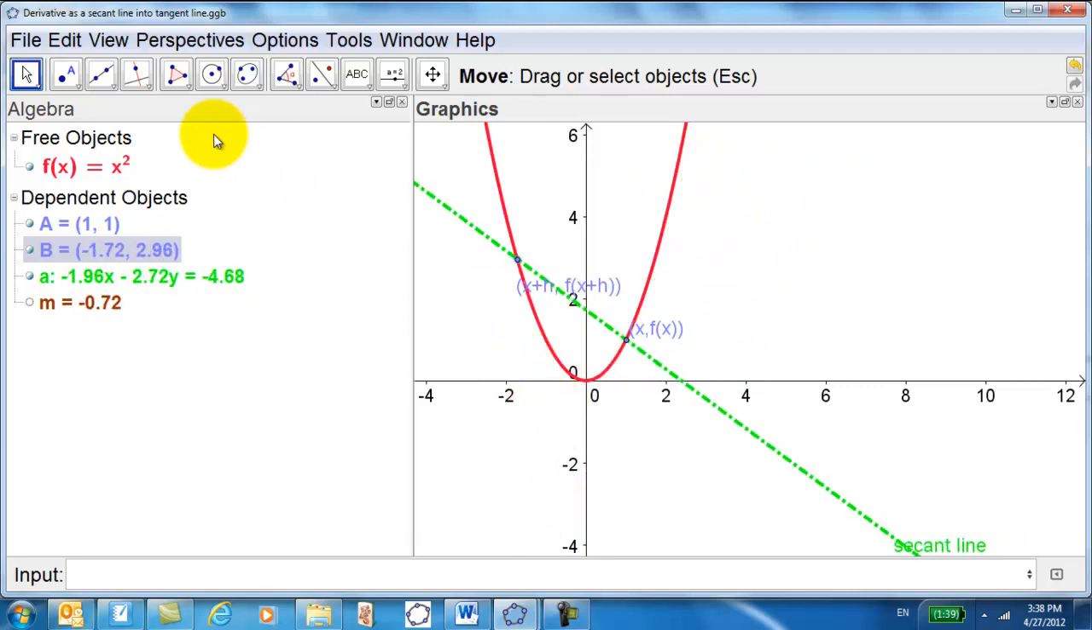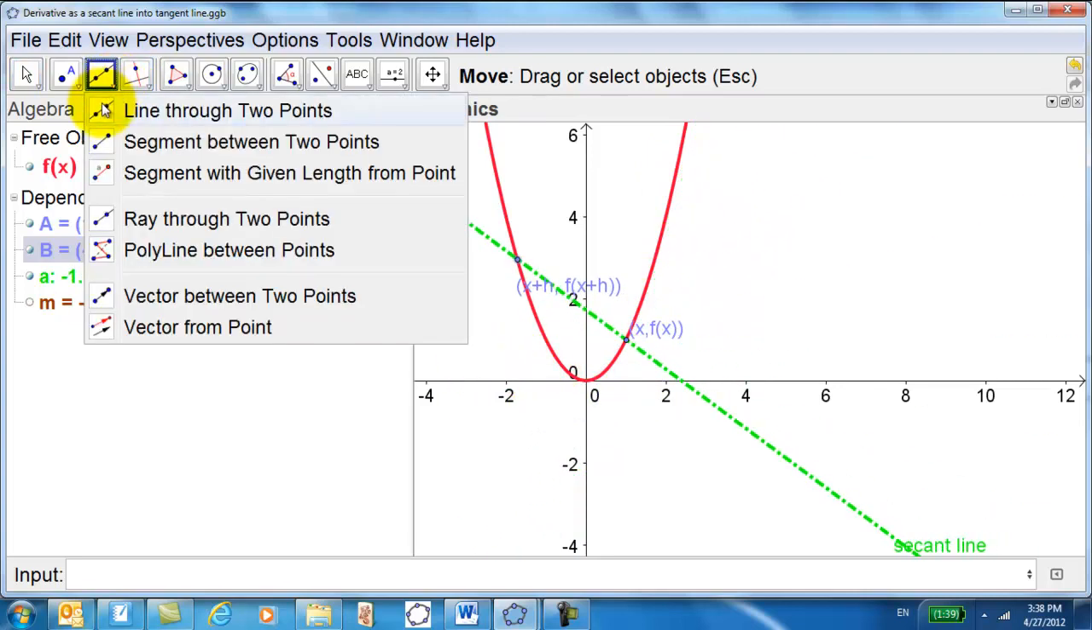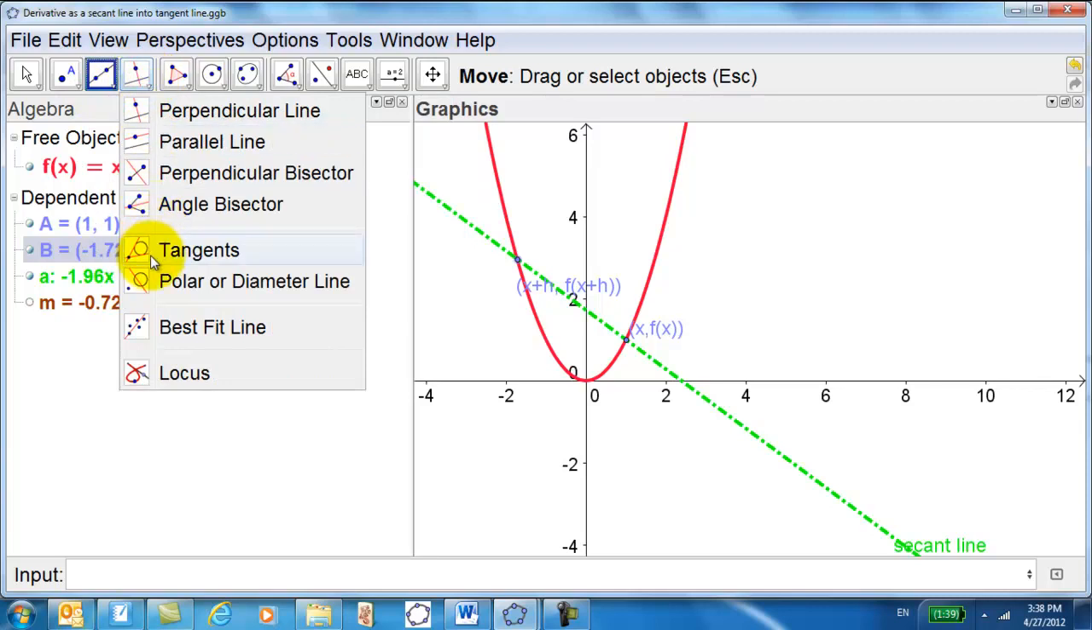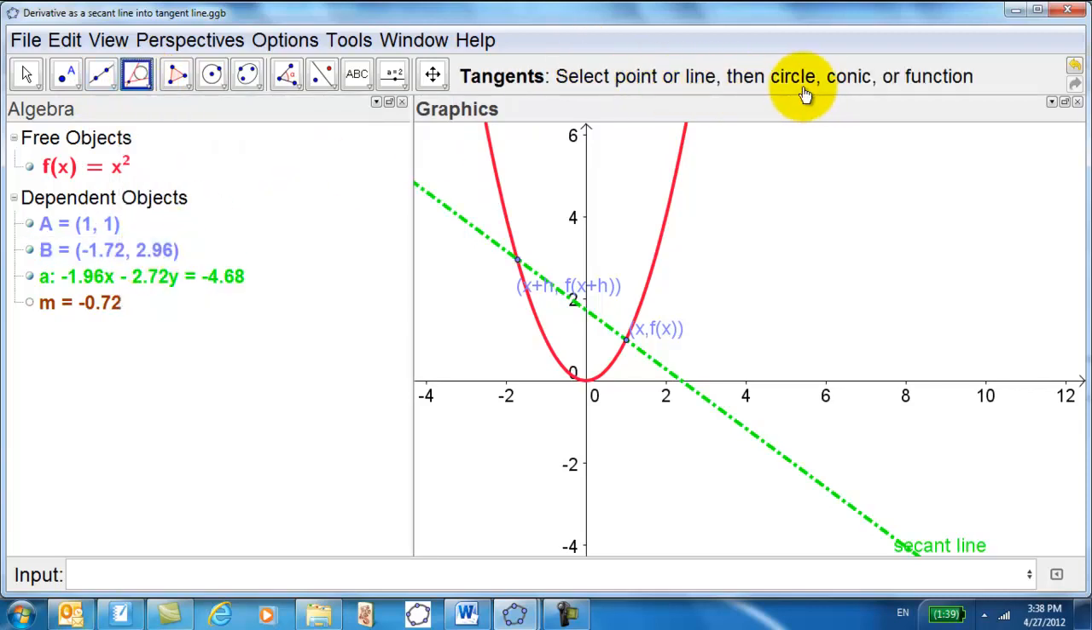Let's just slide this over here for a second. You can actually ask it to come up with a tangent line: Tangents, select a point or line, then a circle, conic, or function. So I select this point, I select this function, and there's your tangent line of 2x minus 1, right there. And it has a slope of 2.